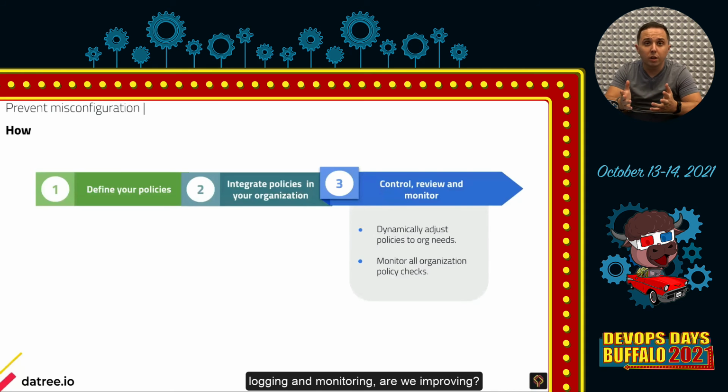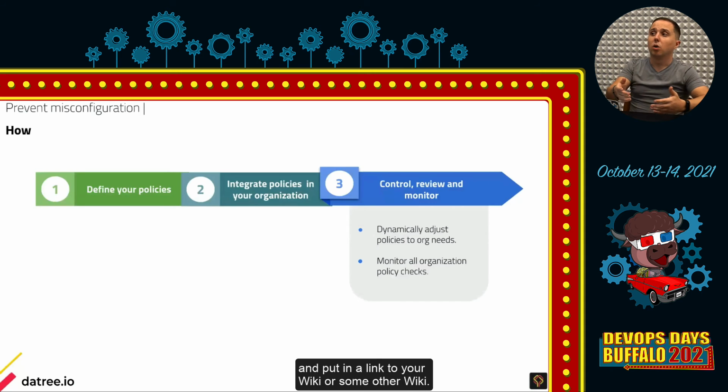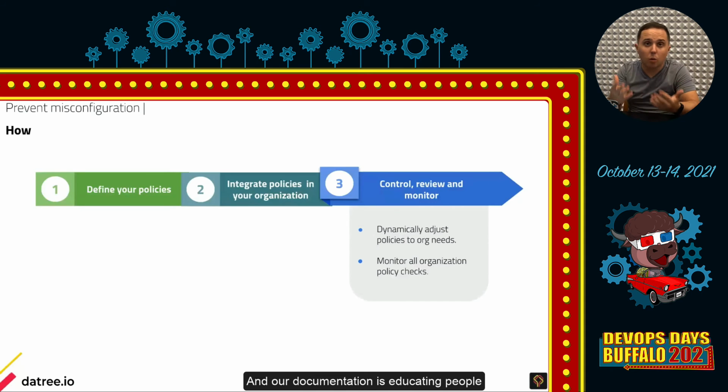Are we improving? Maybe Bob doesn't get it and it fails 10 times. It's the same policy. Maybe Sally needs help in this area. This can also help you in educating and helping your organization. So, for example, in the tree, you can modify the error message and put in a link to your wiki or some other wiki, and our documentation is educating people on how to do the right thing.